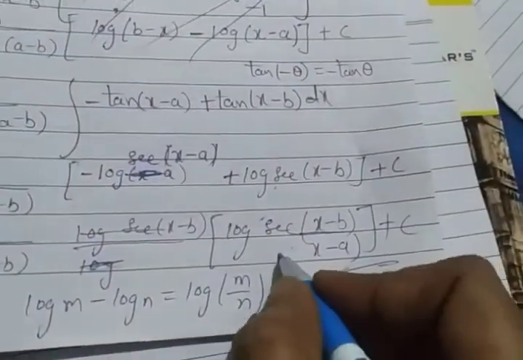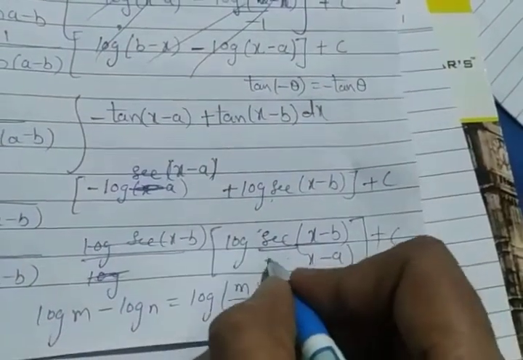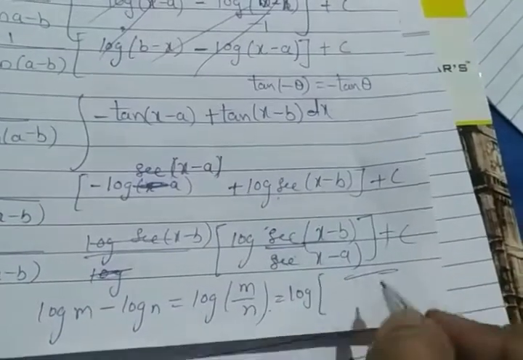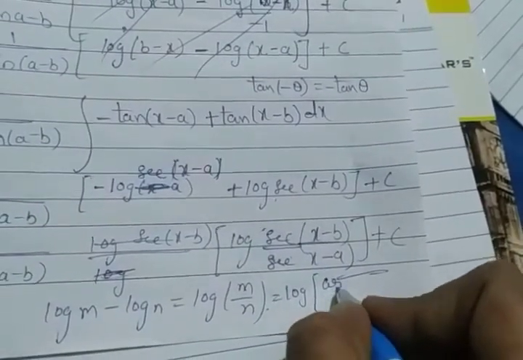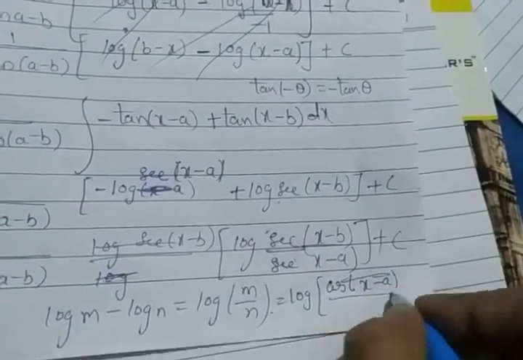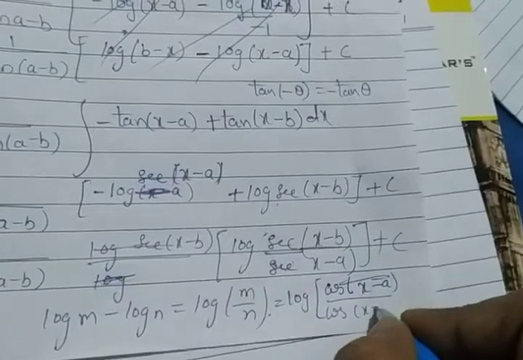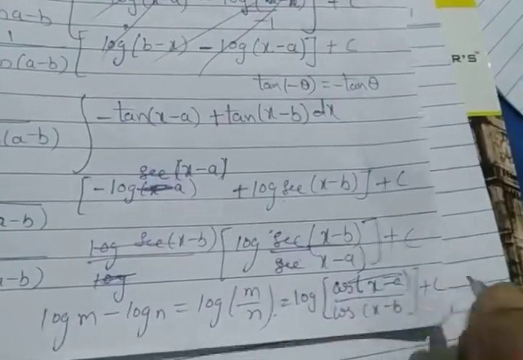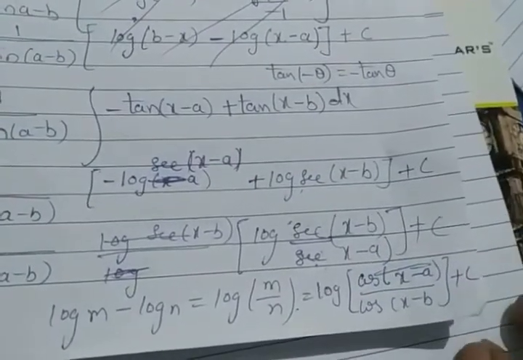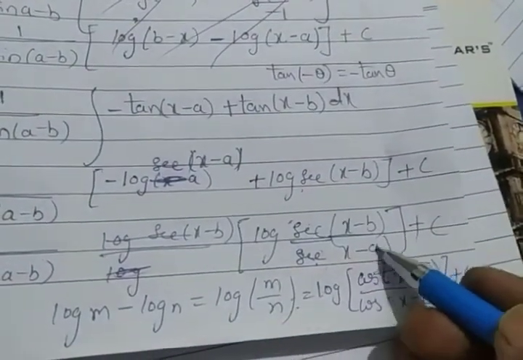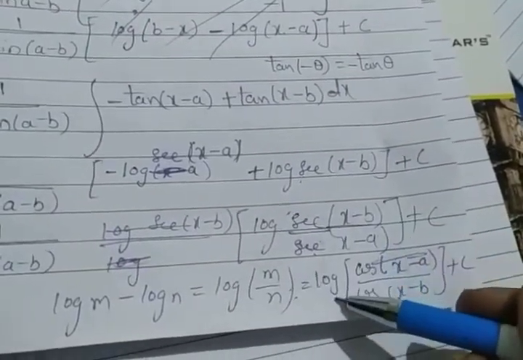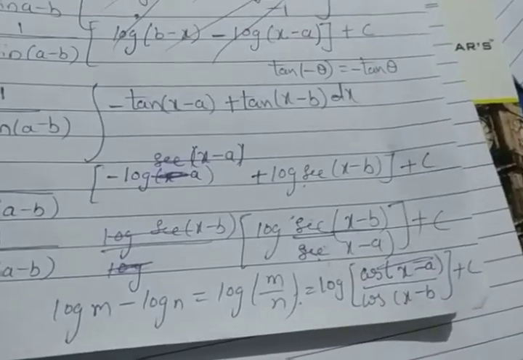Sorry, here log of secant x minus a divided by secant x minus b. This can also be written as log of cos x minus a divided by cos x minus b plus c. Secant can be written as 1 by cos. So you may get confusion, so in the textbook they had given this answer. If you do one more step, you will get the answer in terms of cos.